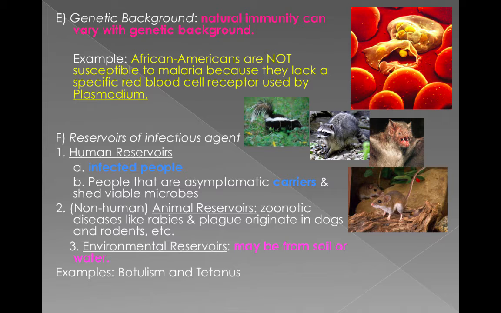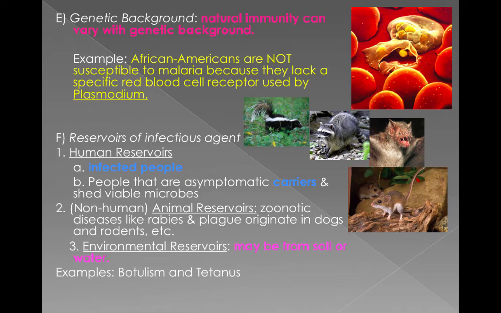Now, there are some different reservoirs of infectious agents. And there are human reservoirs. So remember, the reservoir is the natural habitat. Some natural habitats may be, in fact, humans. Those might be infected people, and they might be people that are actually asymptomatic carriers that shed viable microbes. They have a chronic infection, for example, and maybe they don't look like they're sick from the outside. You don't see any signs, but maybe they're still contagious.